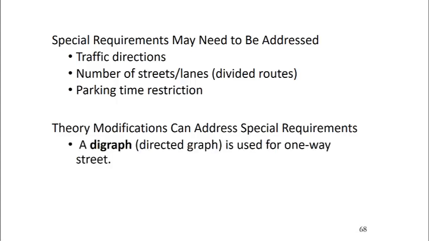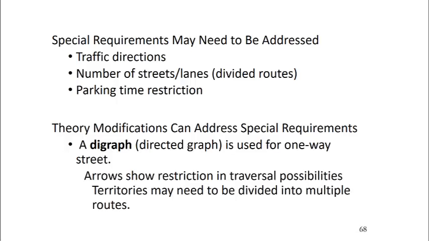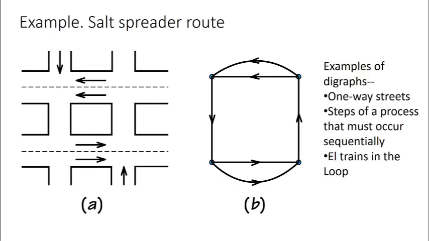For example, a digraph or a directed graph is used for one-way streets. So arrows show restriction and traversal possibilities, and territories may need to be divided into multiple routes. So here's an example of a route that a salt spreader might need to take, and the graph that you see representing this particular street network taking into account the one-way streets. So examples of digraphs: one-way streets, maybe the steps of a process that must occur sequentially, L trains in the loop that have to go in a specific direction, these types of things.